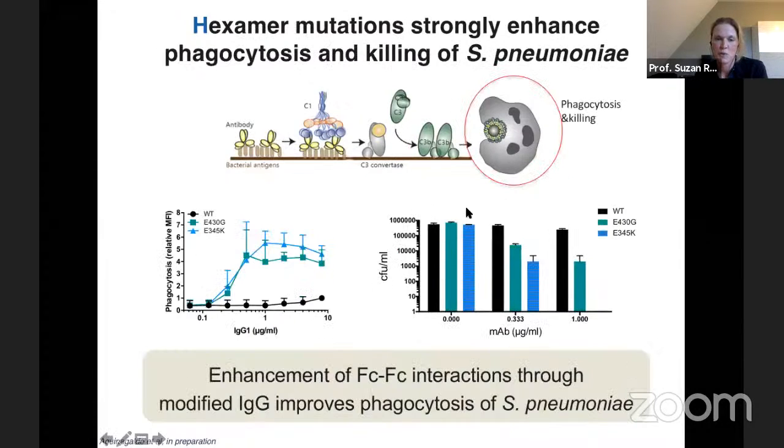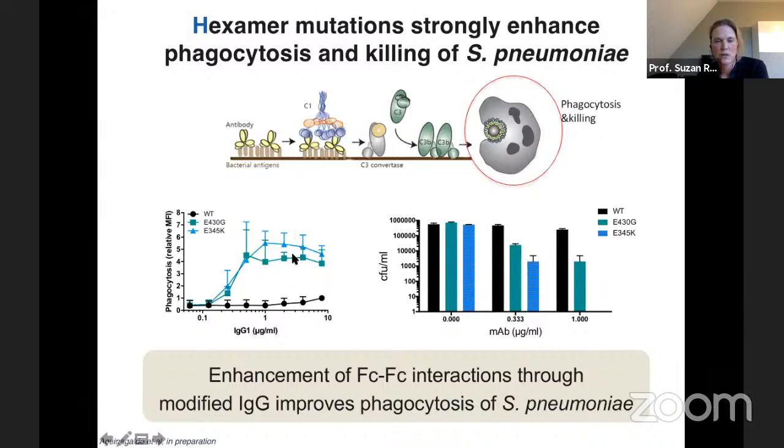Okay, then of course, the important question was whether this enhanced C3b deposition also leads to enhanced phagocytosis and killing, and it did. So this is an experiment where we measure phagocytosis of Streptococcus pneumoniae by human neutrophils. And now again, we see that the wild type antibody has a very poor capacity to induce phagocytosis, while these 2 hexabody variants are very effective in doing so.